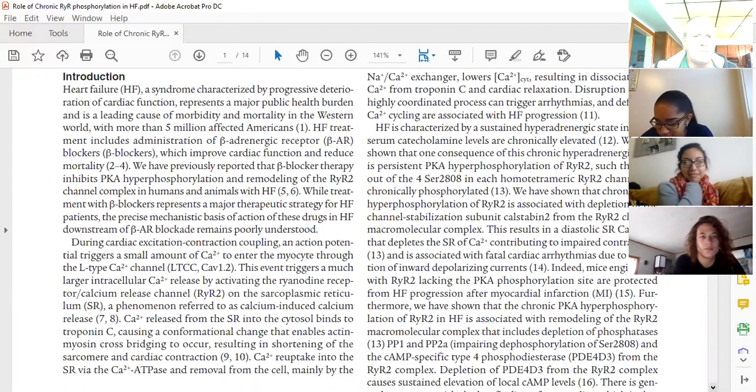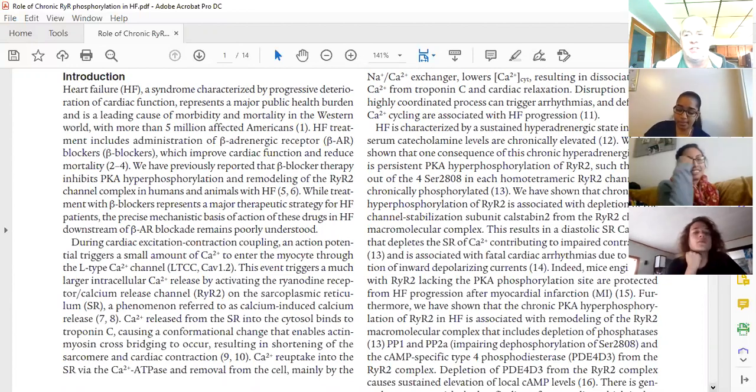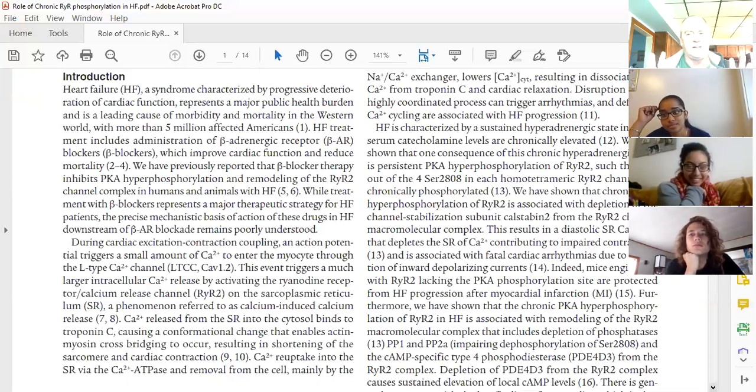Heart failure, a syndrome characterized by progressive deterioration of cardiac function, represents a major public health burden and is a leading cause of morbidity and mortality in the Western world. Okay, let me interrupt for a second. We're going to talk about heart failure in a few weeks in the next section. But what heart failure is, the heart doesn't contract as strong as it's supposed to. And so the end diastolic volume keeps increasing and increasing, and you get this enlarged heart, and it's not contracting strong anymore. So that's what heart failure is.